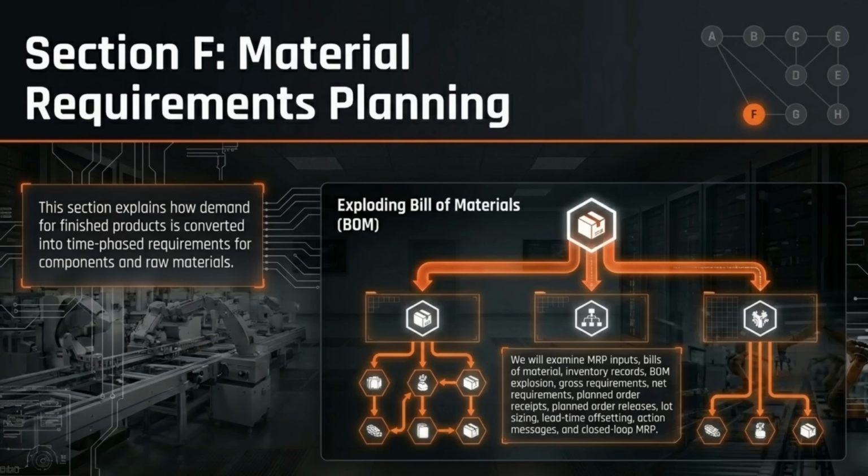This section explains how demand for finished products is converted into time-phased requirements for components and raw materials. We will examine MRP inputs, bills of materials, inventory records, BOM explosion, gross requirements, net requirements, planned order receipts, planned order releases, lot sizing, lead time offsetting, action messages, and closed-loop MRP.